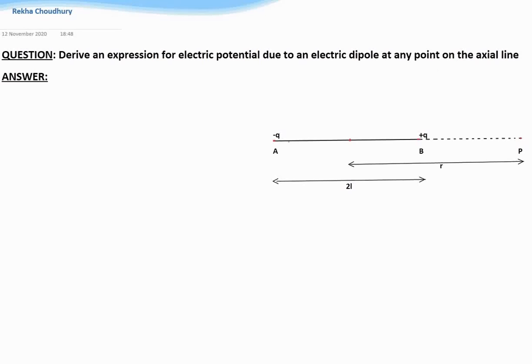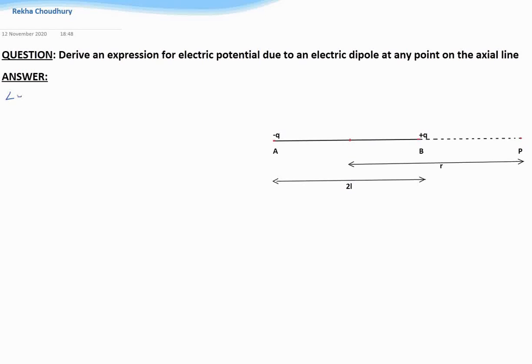See, this is the required diagram. Here AB is an electric dipole having magnitude of either charge Q and the separation between the two charges is 2L. And let P be any point on the axial line of the dipole at a distance r from the center O of the dipole. Now let us start the derivation.